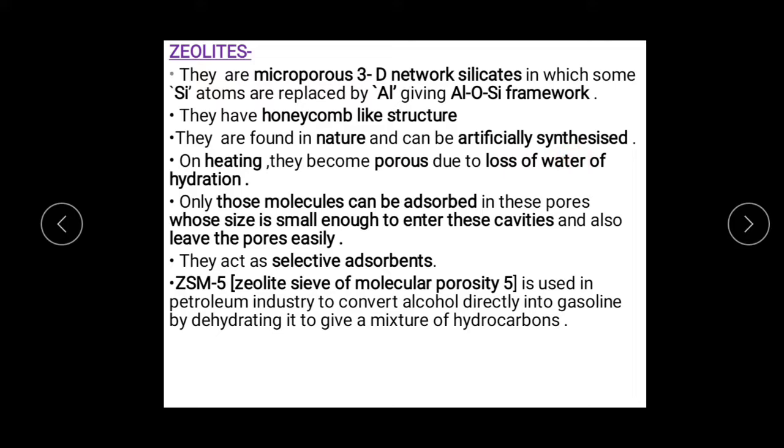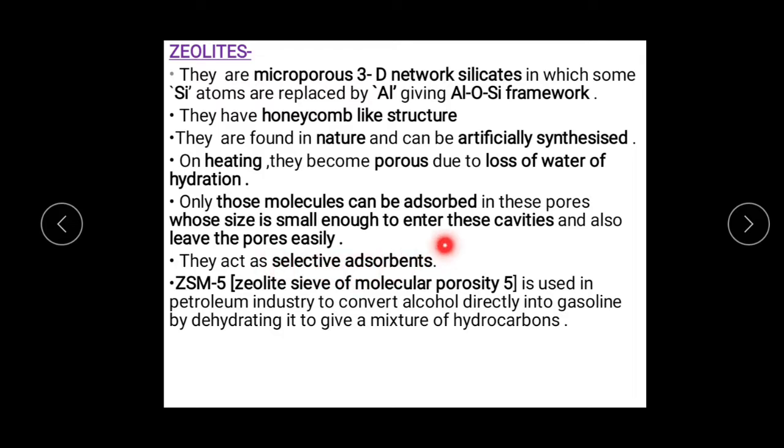On those, molecules can be adsorbed, only those molecules can be adsorbed in the pores whose size is suitable. Actually what happens here is, because this is a shape selective catalysis, you have to remember that in the pores only those molecules can be adsorbed which are of a size enough to enter these cavities and also leave the pores. If that does not happen, if this condition is not met, then this catalysis cannot occur. So you have to remember that the pore size should match the molecules which are entering the cavity and leaving the cavity, and they are selective in nature.